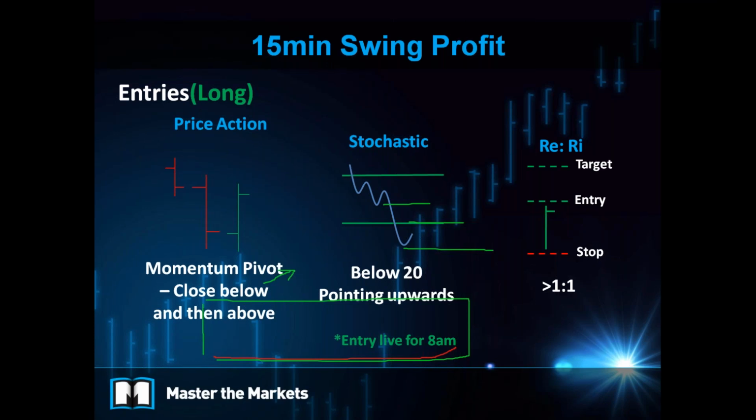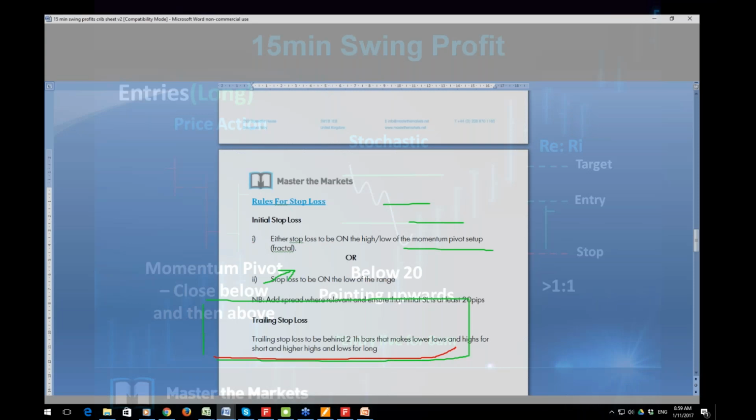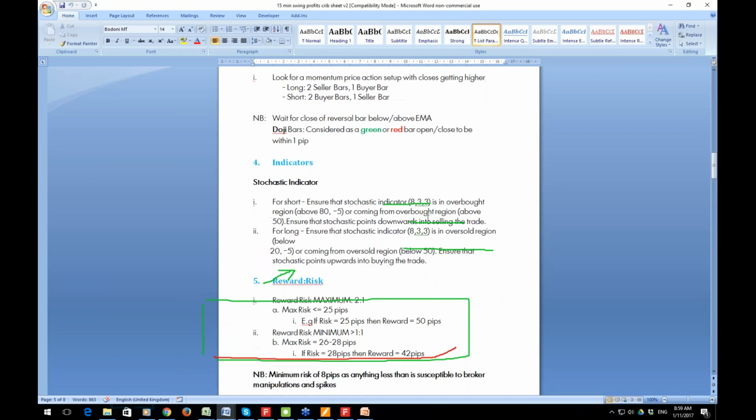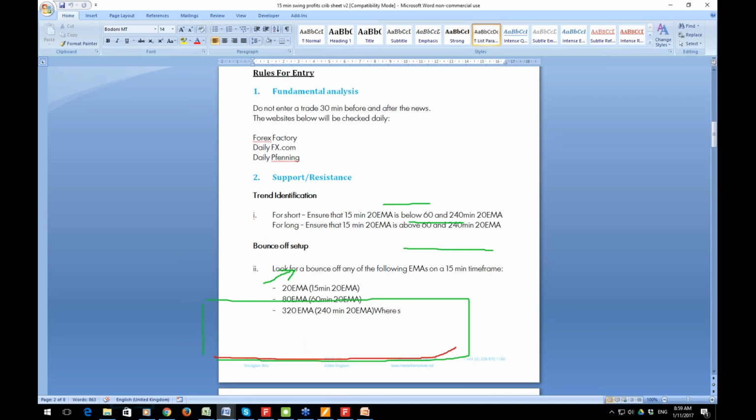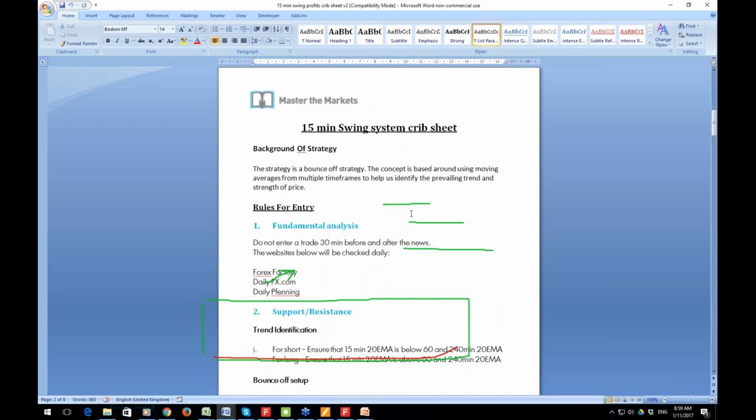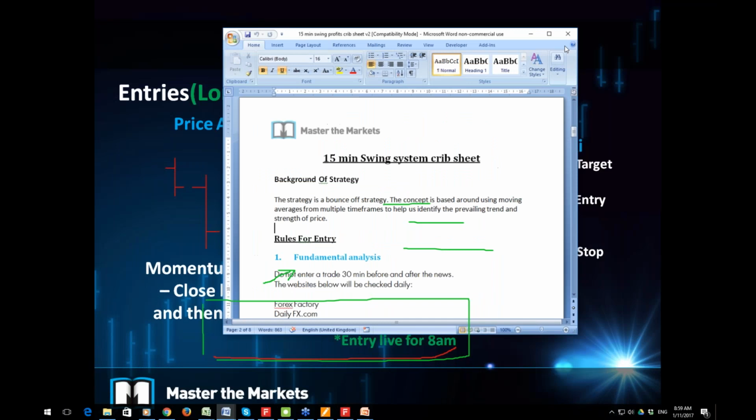Brilliant, we move on. Let me get up my crib sheet here as well. I'll refer back to the crib sheet. This will be included in the Traders Essential Kit as well, but I can definitely mention it here. It's all done on the 15-minute time frame.